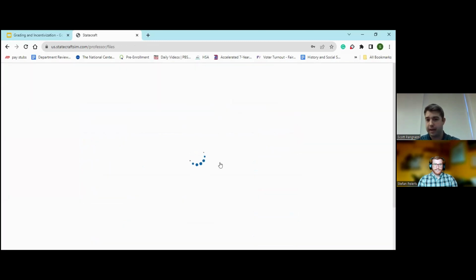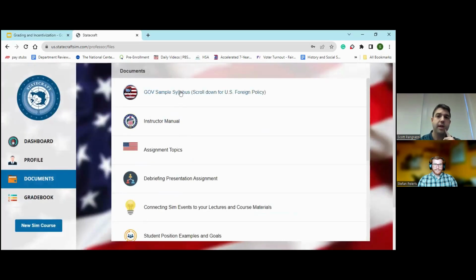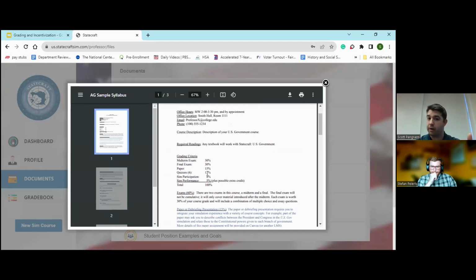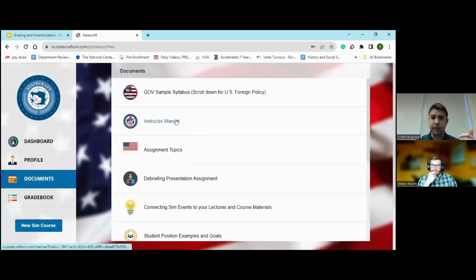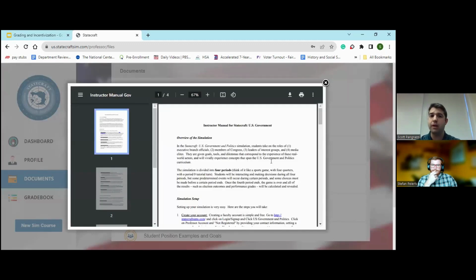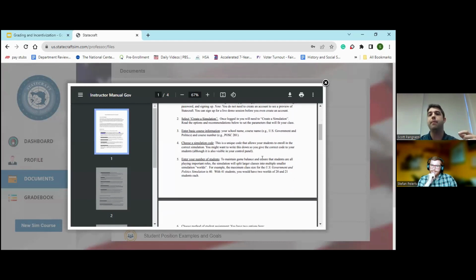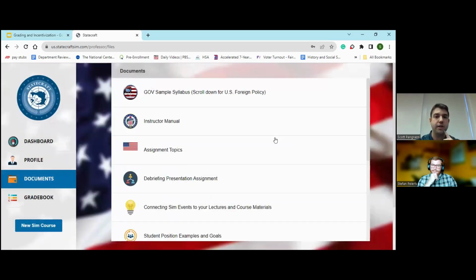Under documents, and I know I pointed this out in previous ones, the sample syllabus has some suggestions in terms of grade breakdown, and that's mixing in some major assignments perhaps that you would expect to see in a standard high school course. Also within the instructor manual as well, in terms of the simulation setup, it can help with the flow and then give you perhaps some ideas of how you might want to use it in terms of your class, in terms of grades and incentivization. And then also the grade book as well.